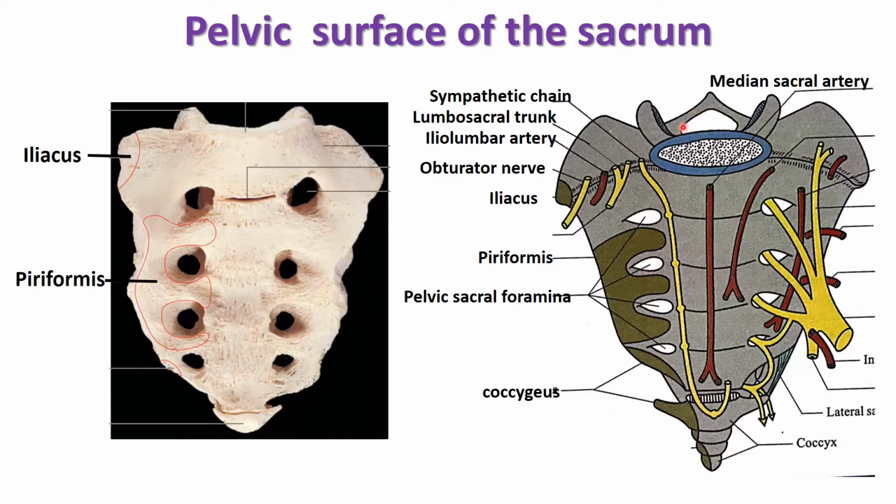Lamina of the first sacral vertebra gives attachment to the lowest pair of the ligamentum flava. So here will be the attachment of the ligamentum flava.